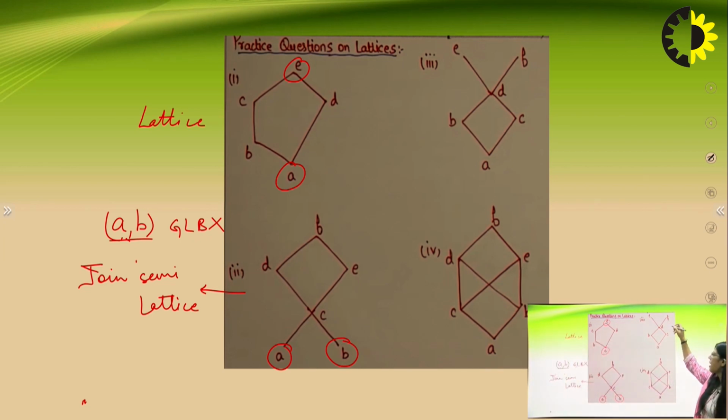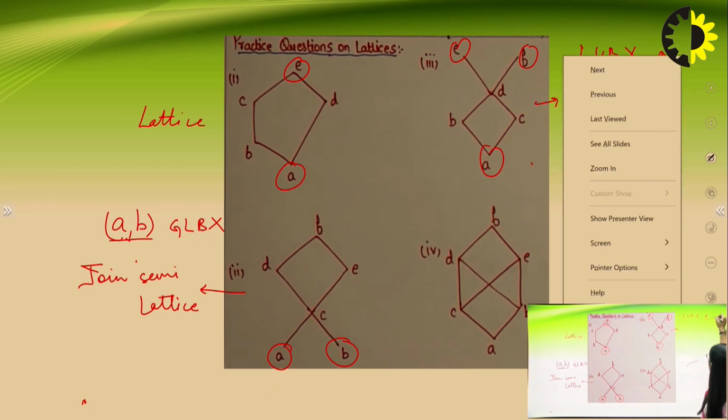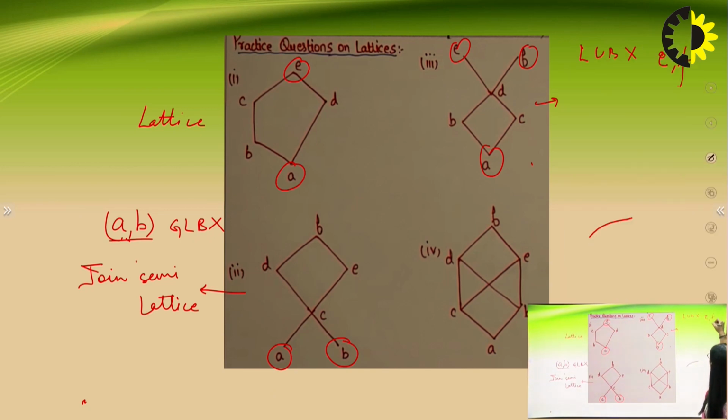Moving on to the third example, here we can see there are two tops and a single bottom. A single bottom means for each pair we will have a greatest lower bound, but because there are two tops, the least upper bound does not exist for the elements E and F. So what is this lattice? This is a meet semi-lattice.